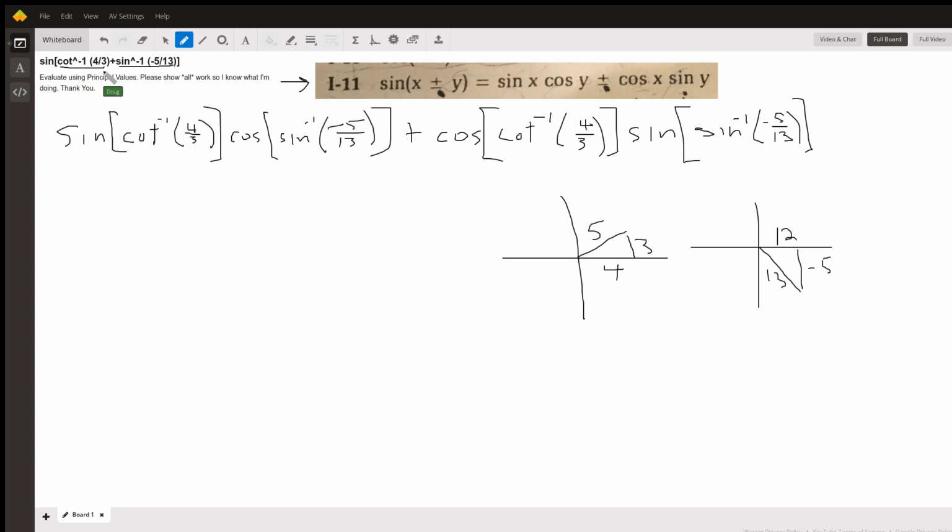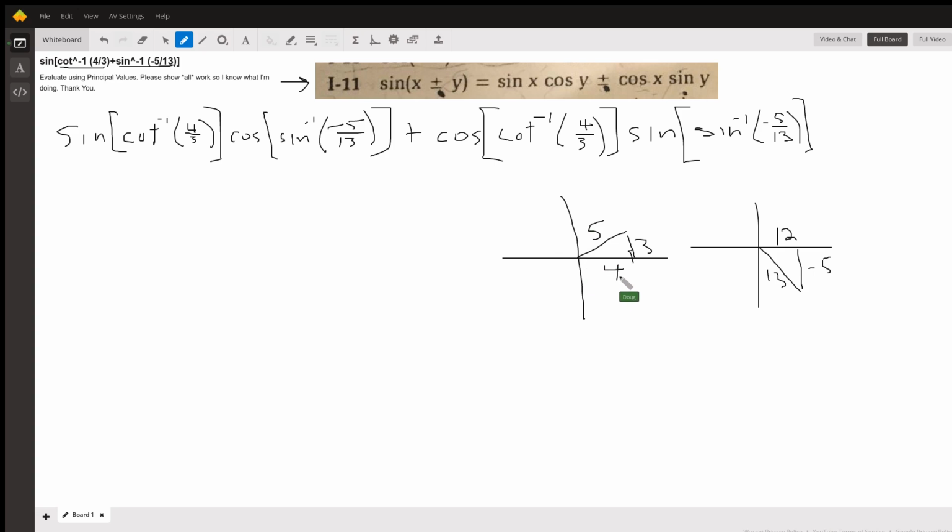So if we want to expand this using this identity, we take the sine of the first angle, the angle that has a cotangent of 4/3, times the cosine of the angle that has a sine of negative 5/13, plus the cosine of the first angle, the angle that has a cotangent of 4/3, times the sine of the angle that has a sine of negative 5/13. And these little diagrams here will help us determine what those values are.